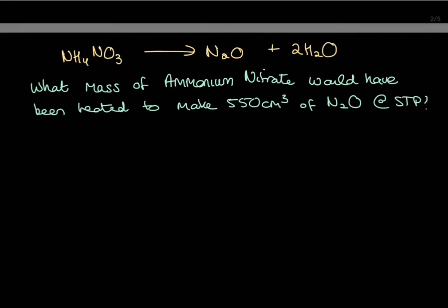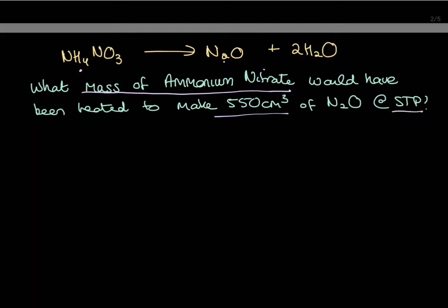Here's our question. What mass of ammonium nitrate would have been heated to make 550 centimeters cubed of this substance here? Okay, so that substance is dinitrogen oxide and it's at standard temperature and pressure. So I'm going to highlight the important bits. Mass of ammonium nitrate, this one here. And it's made 550 centimeters cubed of this substance, and it's at standard temperature and pressure.